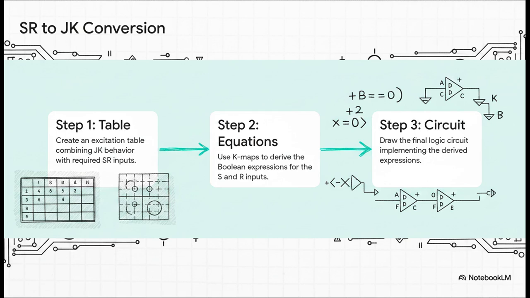First, step 1, you create something called an excitation table. Then, step 2, you use that table to figure out the Boolean expressions you need, usually with K-maps. And finally, step 3, you draw the final logic circuit from those expressions. Please remember these 3 steps. They are your guide for any conversion problem.